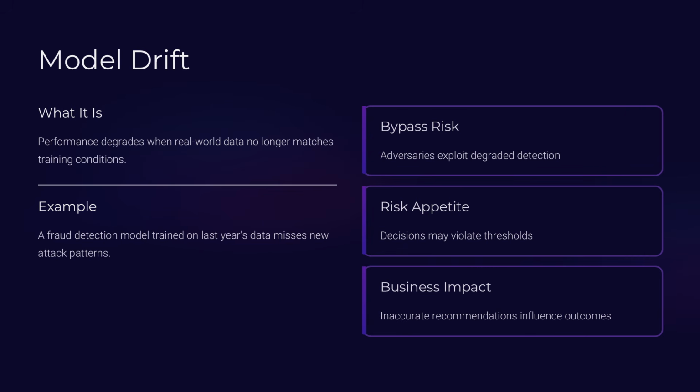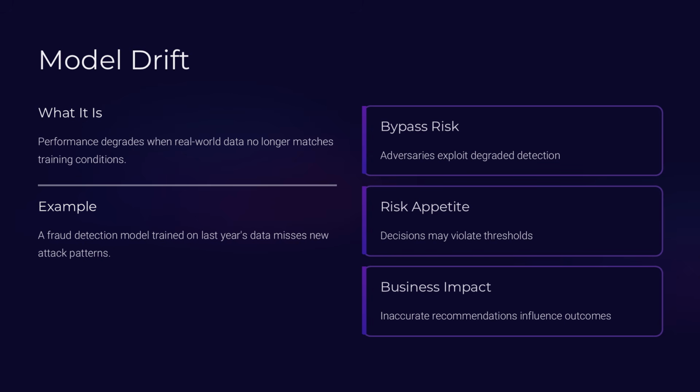Now let us focus on the first category, model drift. Model drift occurs when a model's performance degrades over time because the real-world data distribution no longer matches the conditions under which it was trained. For example, imagine a fraud detection model trained on transaction behavior from the previous year. New fraud patterns emerge. Attackers adapt. Customer purchasing behavior changes. If the model is not updated or monitored, it may miss fraud and generate false confidence.